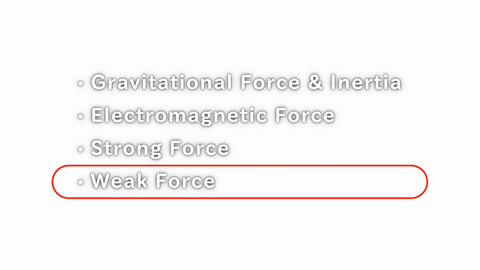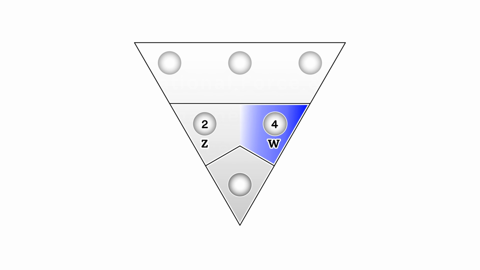The weak force. Z bosons and W bosons are called weak bosons. They are represented by point 2 and point 4, as illustrated. Weak bosons interact with the weak charge, and this interaction is called the weak force. The weak force can change one type of particle to another type of particle.